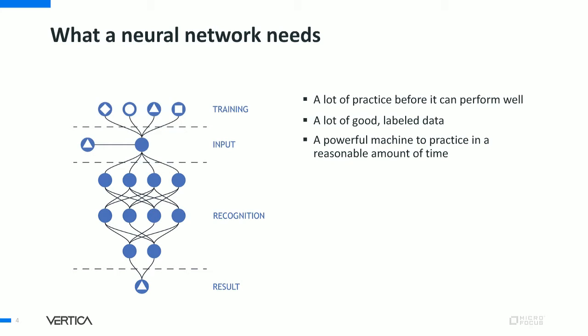So I went over most of these bullets. Neural network needs a lot of practice. To do that, it needs a lot of good labeled data. And finally, since a neural network needs to iterate over the training data many, many times, it needs a powerful machine which can do that in a reasonable amount of time.